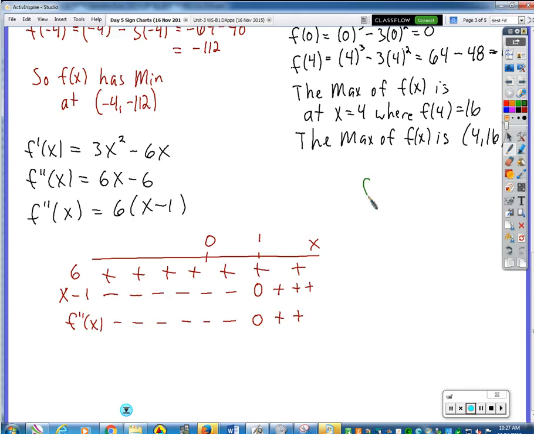I can say F is concave down for, someone please answer the question. Brady. Values less than 1. Good. So you say X less than 1. We say F is concave up for X greater than 1. We say F has an inflection point at X equals 1. We've answered every single question we started out to answer. Cool.